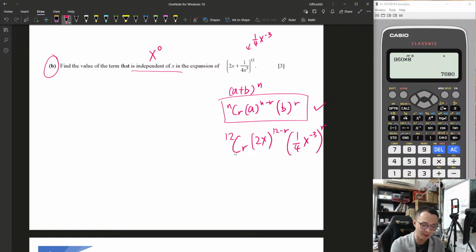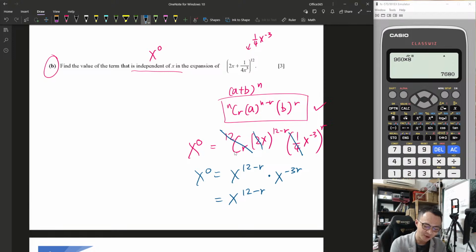Do you see? I'm applying this formula here. Why do I want to do that? I want to see how to get x power of 0. Anything not related to x, I will just ignore because it is just a number. I only want to pay attention to x and which term will give me the r. So right now, this is x power of 0. This is x power of 12 minus r multiplied by x power of negative 3r. And indices tell us that multiply means add the powers, isn't it? So plus negative 3r is minus 3r, giving x power of 0.